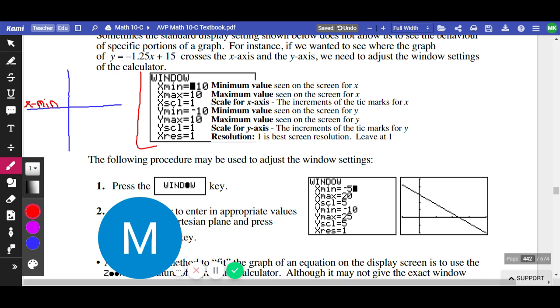X maximum is how far right you want to go. If we remember our graph from before, we wanted to see further to the right. So our X maximum of 10 was too small. We need to make it bigger. So click down to X maximum and change it to 20. So your X maximum will now be 20.